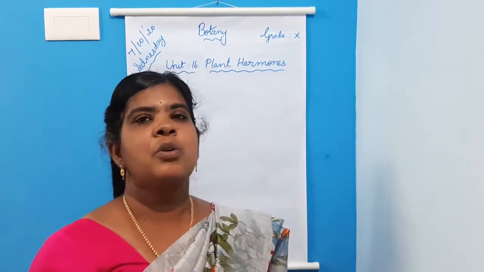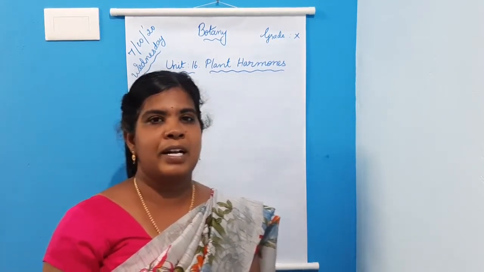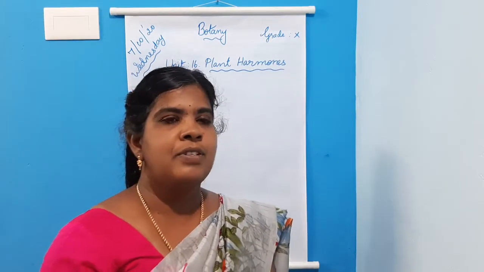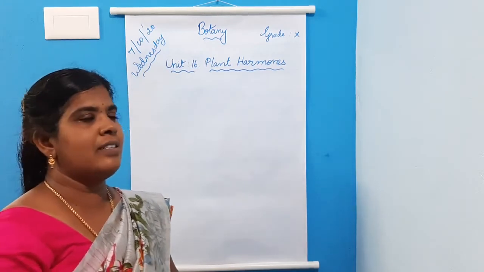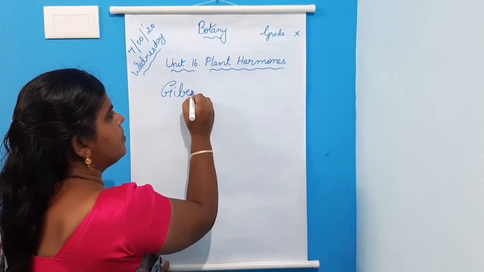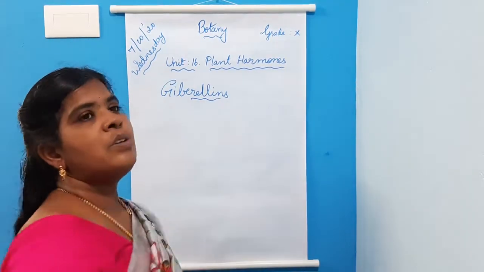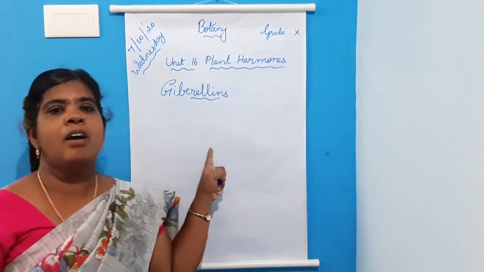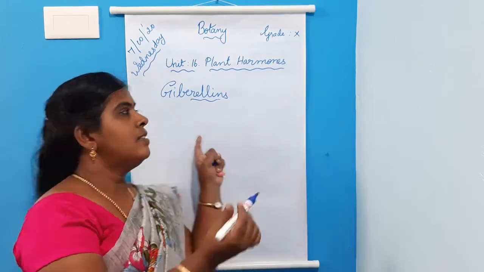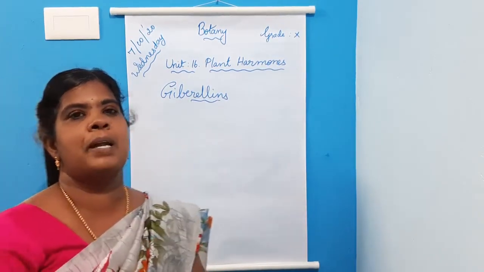Now you are going to learn the remaining 3 hormones: gibberellin, abscisic acid and ethylene. First, the physiology of the gibberellins. Gibberellins are the most abundantly found plant hormone. Which is the first plant hormone discovered? Auxin. Listen, the gibberellins are the most abundantly found plant hormone.